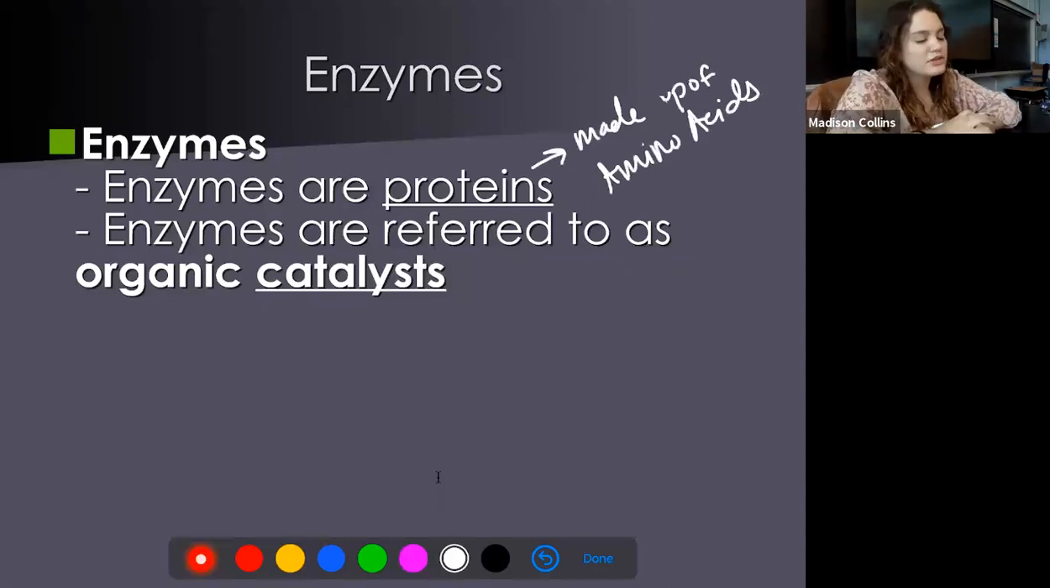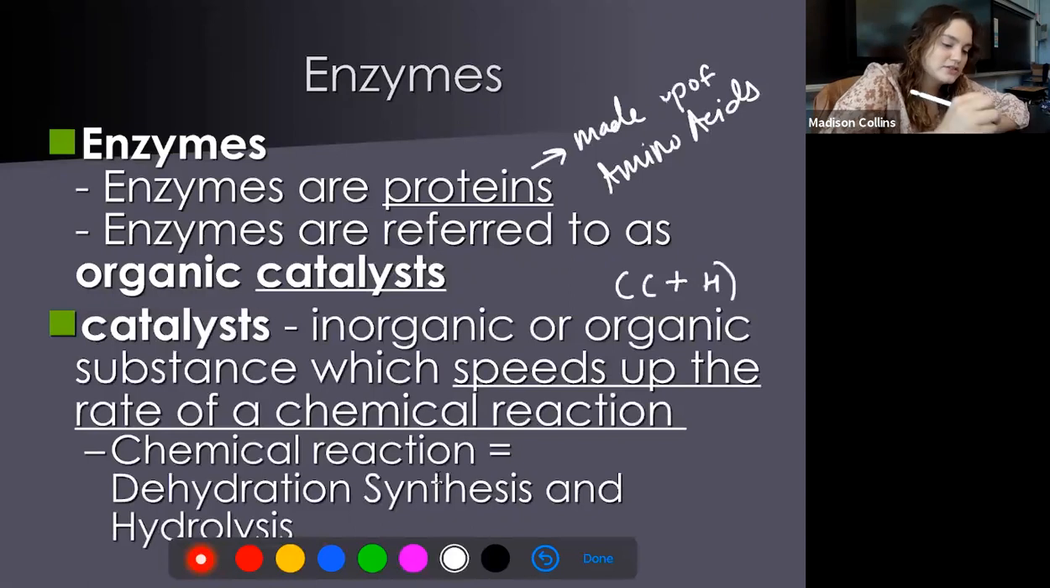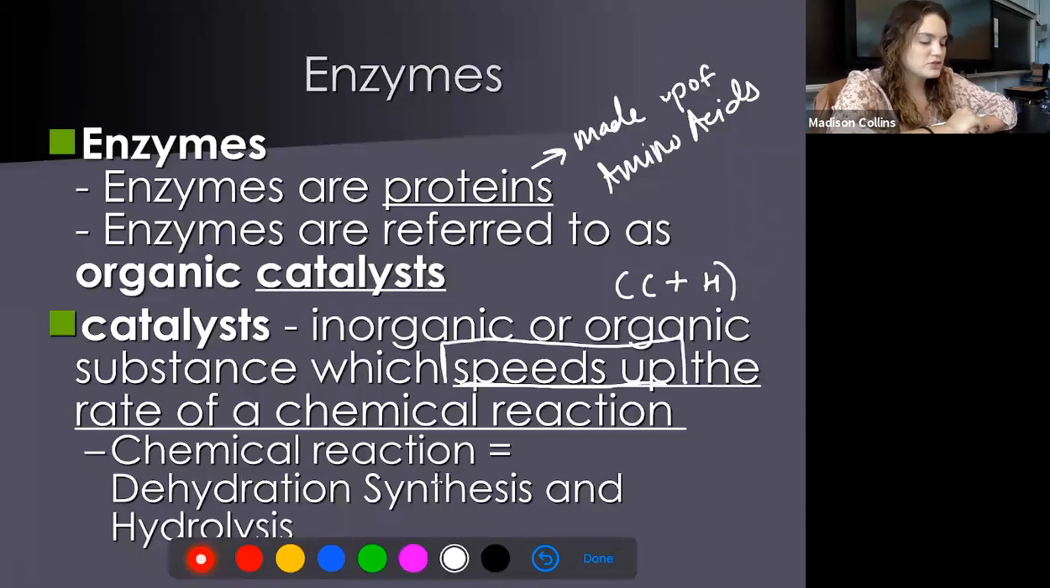Okay. Another thing you need to know, enzymes are referred to as organic catalysts. And catalyst is just a fancy way of saying that they speed up the rate of chemical reactions. So catalysts can be inorganic or organic. Remember, that means that they control or contain carbon and hydrogen. Substances which speed up the rate of chemical reactions. So catalysts speed up the rate of chemical reactions. All right, and two examples of chemical reactions, you don't need to know this, but you might hear something called dehydration synthesis or hydrolysis. Those are both examples of chemical reactions that are sped up by enzymes.